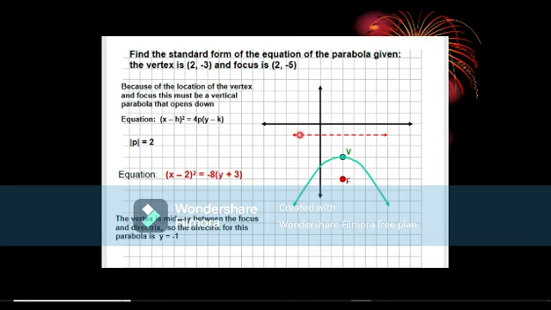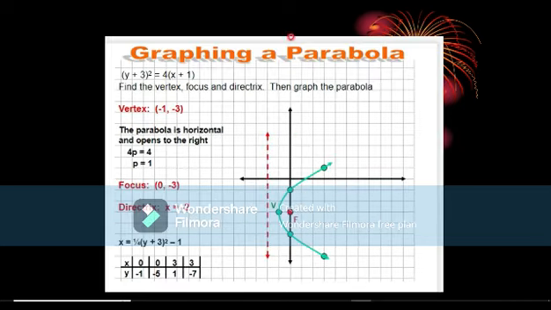Okay, so this is the directrix. Okay, let's continue. Graphing a parabola: (y + 3)² = 4(x + 1). Find the vertex, focus, and directrix, then graph the parabola. The vertex is (-1, -3). The parabola is horizontal and opens to the right.